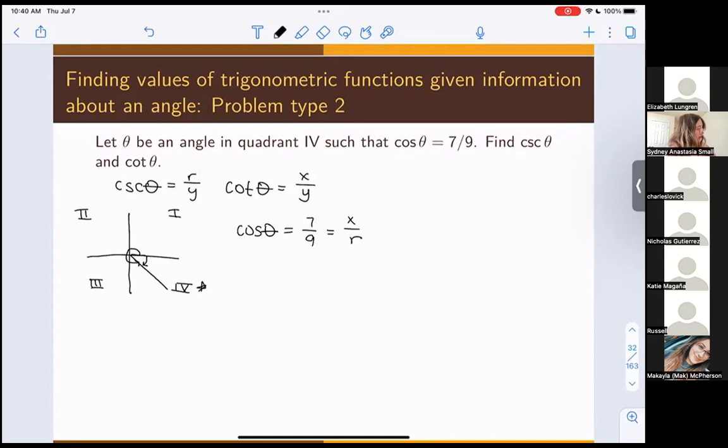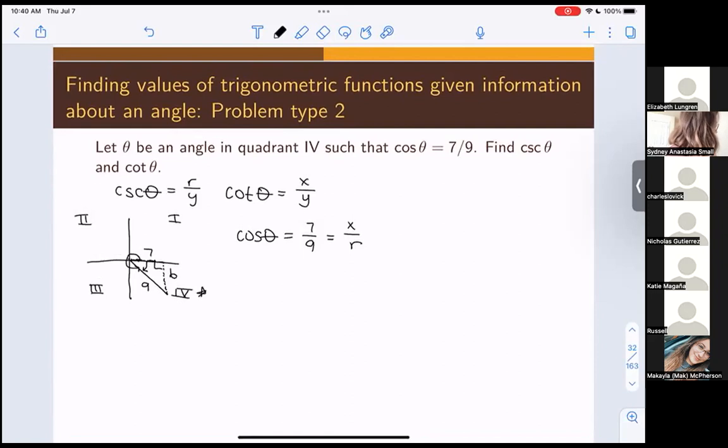We can say that r is 9, and that our x, this side of the triangle right here that we're creating, is 7. So all we're missing right here is this guy. I'll call it B. And again, we have a right triangle with two sides known. How do we solve for the unknown side? Pythagorean theorem. So let's do that.